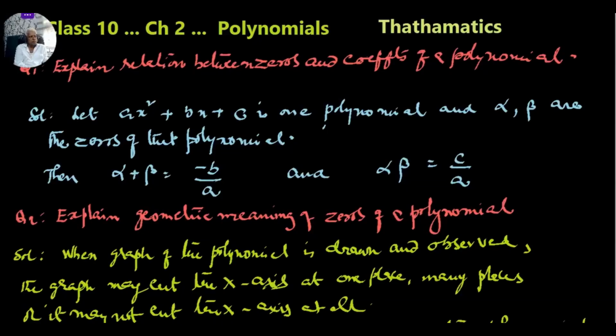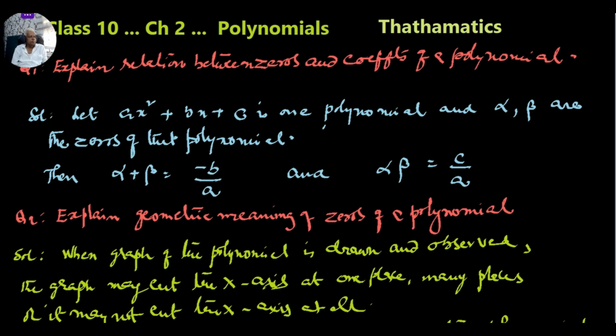First question: explain the relation between zeros and coefficients of a polynomial. Let ax square plus bx plus c be a polynomial. Then these a, b, and c are called coefficients. And let the zeros be alpha and beta. Then what is the relation between alpha, beta, and a, b, c?